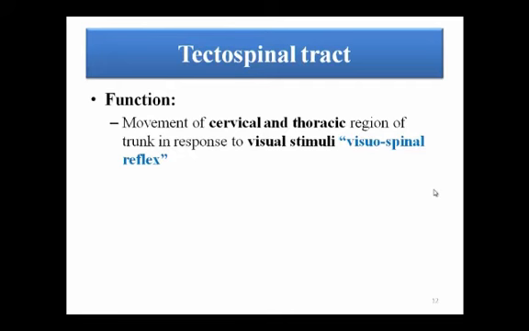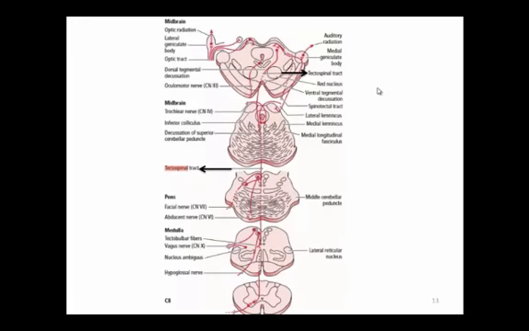To explain it more, for example, when you walk and see a car coming to crash you, automatically you will run away. So the visual stimulus in this situation is seeing a car coming to crash you, and the response is running away. And here we have the pathway of the tectospinal tract.